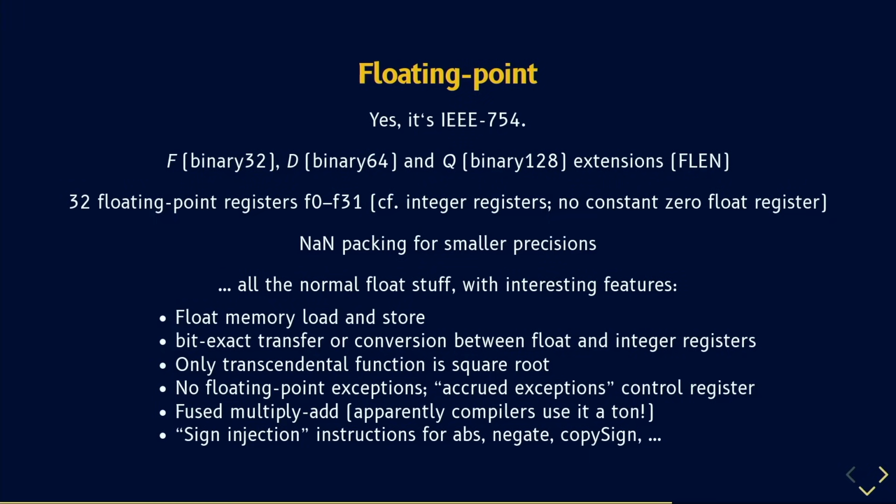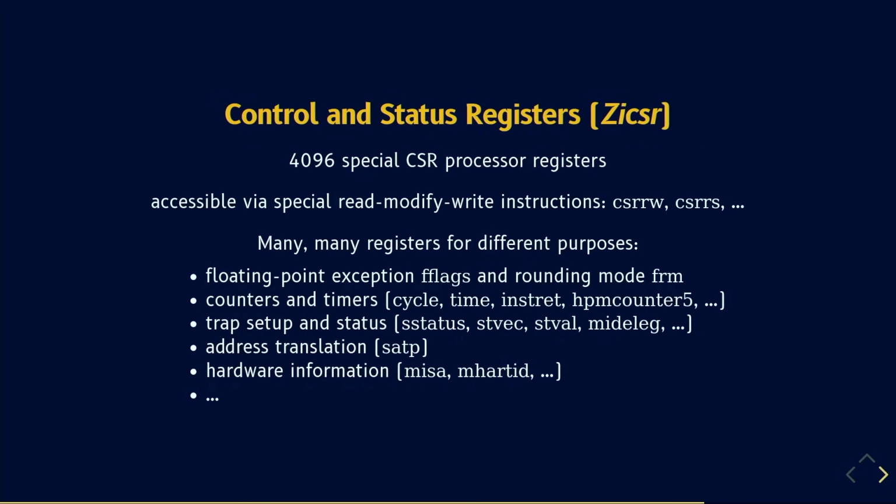You have fused multiply-add, which apparently compilers really like. I don't know. A lot of people complain that it takes up a lot of encoding space, but apparently compilers like it, and it makes code fast. So I guess it's great. Also, there are some interesting sign injection instructions for a bunch of these sign-related functionalities. Ask me later if you want to know more about those. They're really cool. I have to continue because I have a lot of stuff to still go through.